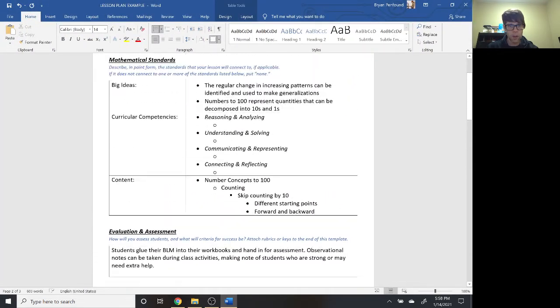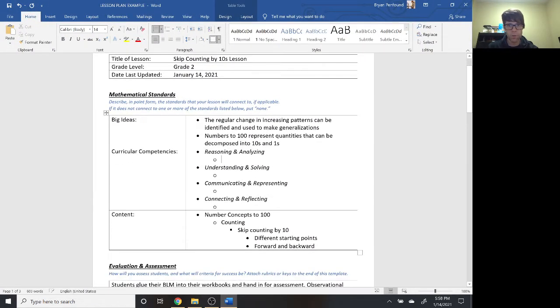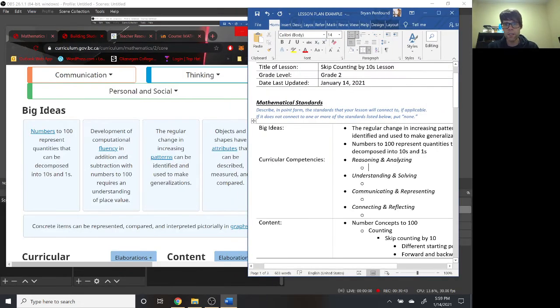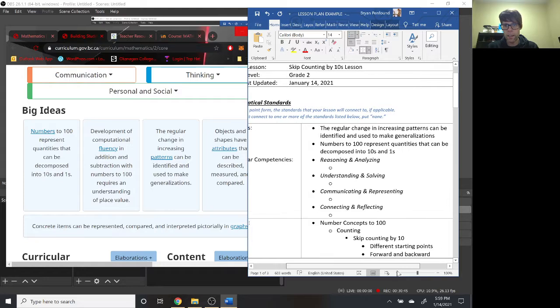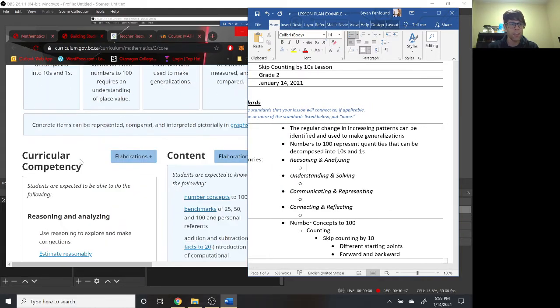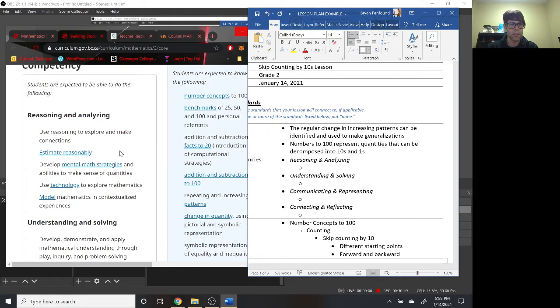And then let's scroll back up. I think we're just missing the curricular competencies. So let's scroll through the curricular competencies one by one and see if we can find any competencies that we can connect our lesson to. All right. So first one is reasoning and analyzing. So are we doing any of the following things?